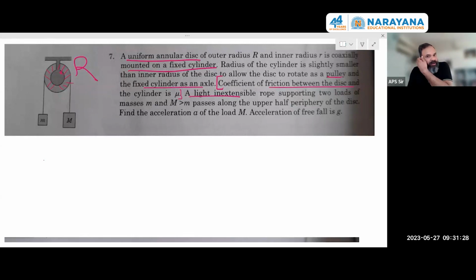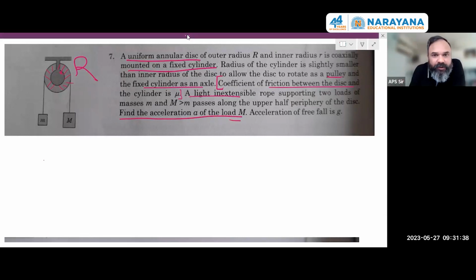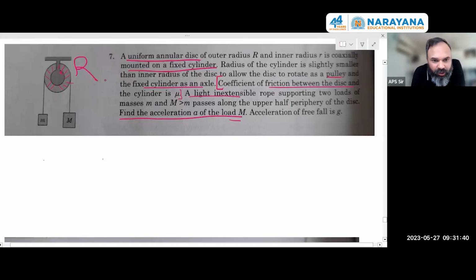So now the question comes. The question is, what is the acceleration of the load, capital M? So practically, if I analyze this problem, I'll try to analyze the annular disk. What is happening on the annular disk? What are the forces that we perceive on the annular disk?